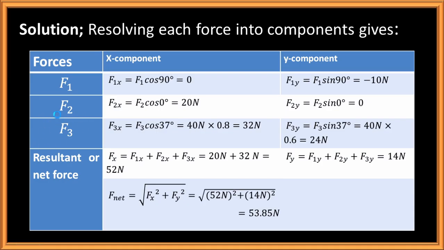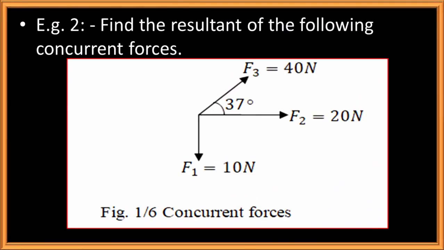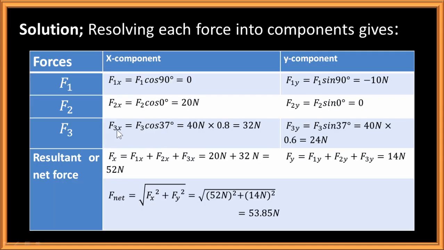When we come to F3, it has two components. We need to resolve F3 into horizontal and vertical components. Let us resolve it as follows. F3x is F3 cos 37 degree, which is 40 Newton times cos 37 degree, 0.8, which is 32 Newton to the right. F3y is F3 sin 37 degree, 40 Newton times 0.6, which is 24 Newton.